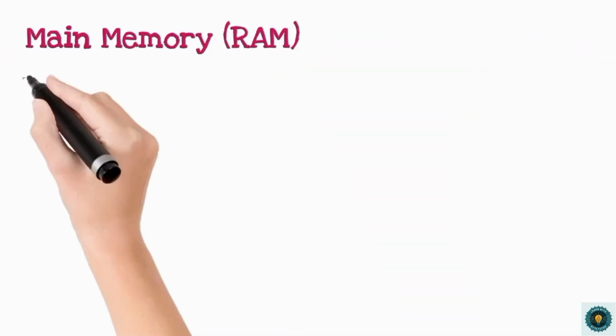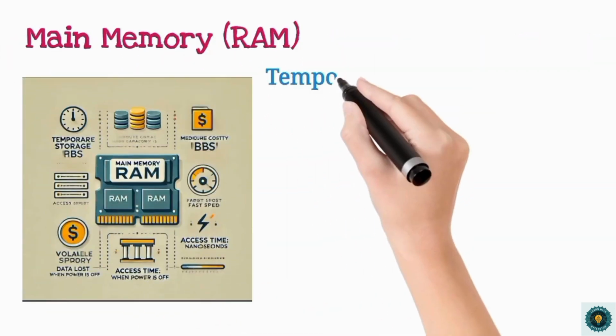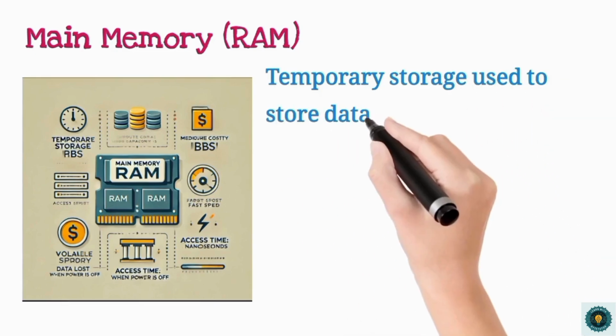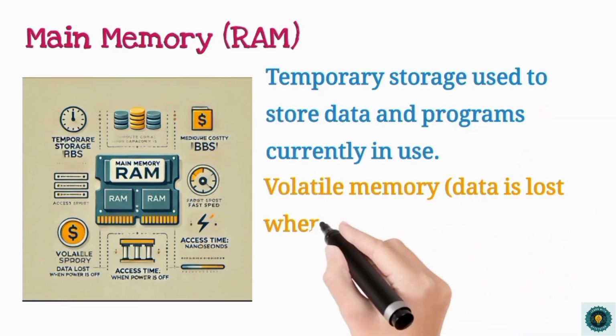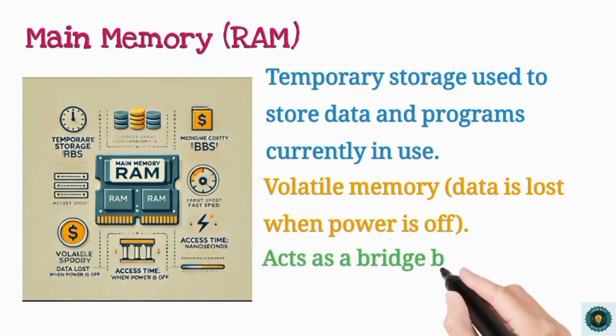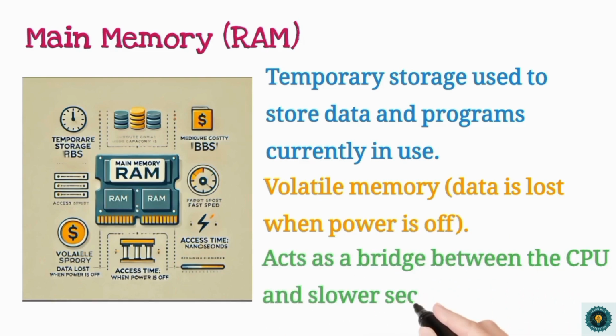Main memory, RAM. It is a temporary storage used to store data and programs currently in use. It is a volatile memory. Data is lost when power is off. It acts as a bridge between the CPU and secondary storage.